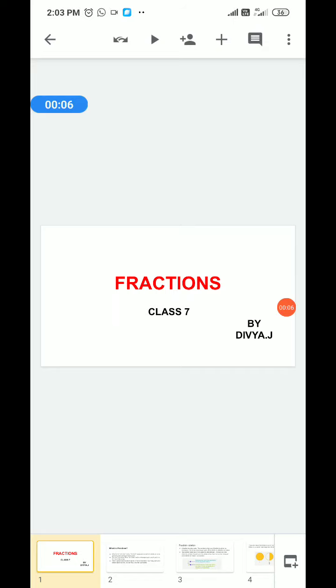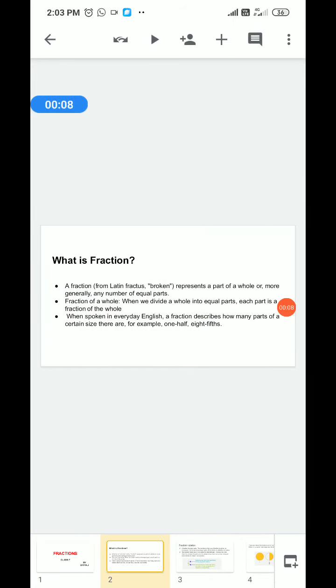First let me see what a fraction is. A fraction is a representation of a part of a whole or any number of equal parts. If we divide a whole into equal parts, each part is a fraction of that whole.